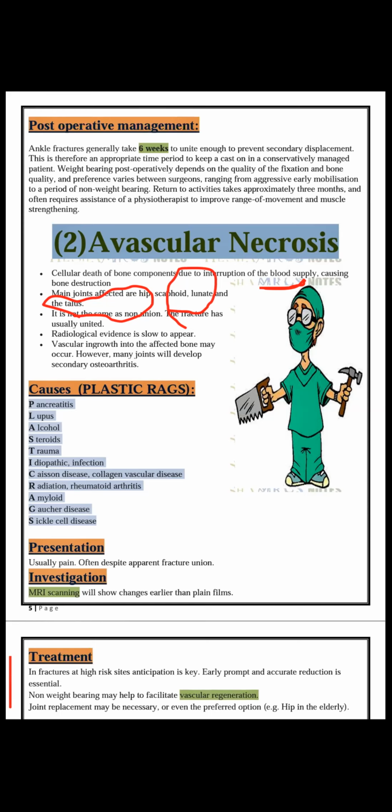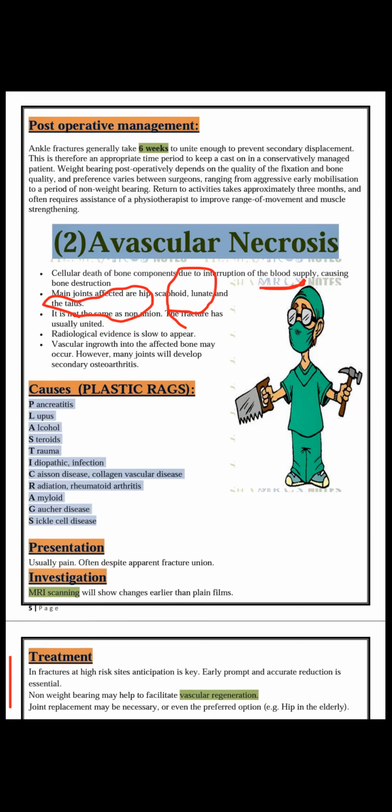How will you investigate a case of avascular necrosis? By doing MRI. MRI early can detect the impaired blood supply to this area. Your management will usually be conservative, but take care that you should have non-weight bearing. This will facilitate regeneration of the blood supply to this area which has interruption to its special blood supply.